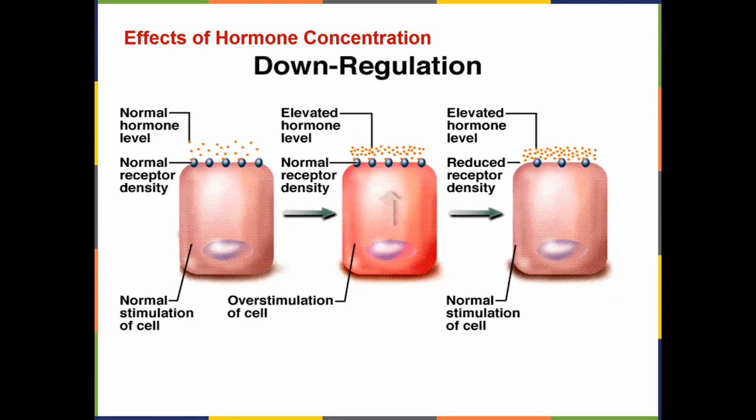Downregulation is a different situation. On the left, there's our normal hormone level, little orange dots, and normal receptors. But if we increase the hormone levels, for example with insulin, an individual that maintains a high carbohydrate, high fat diet is going to be demanding more insulin out of their pancreas. And so the pancreas produces lots of insulin. Blood sugars are up.